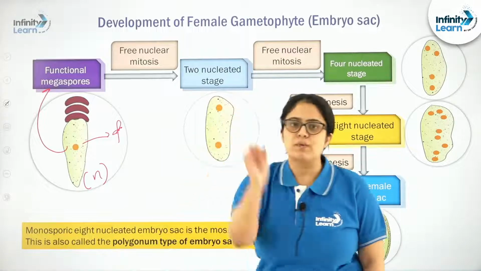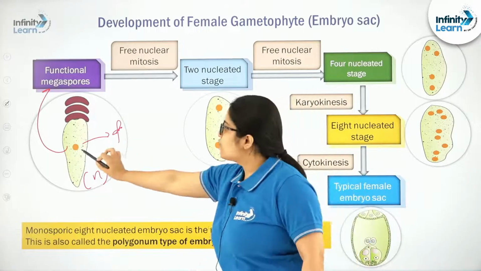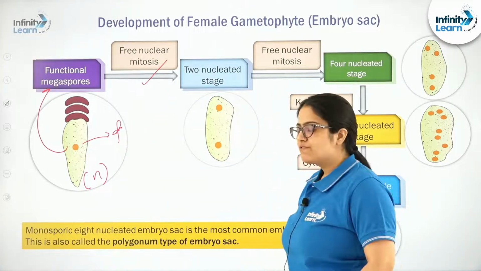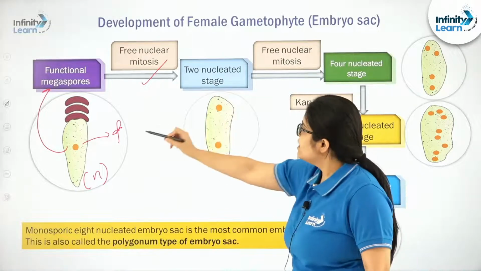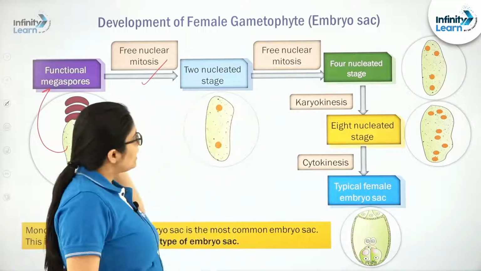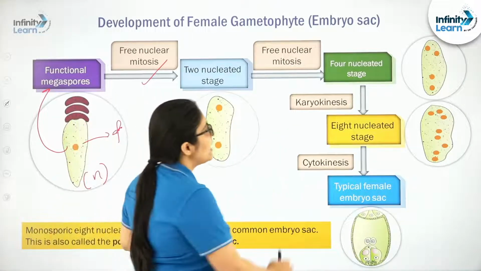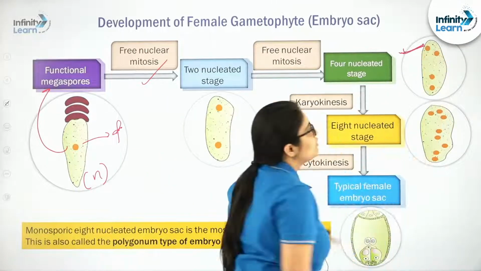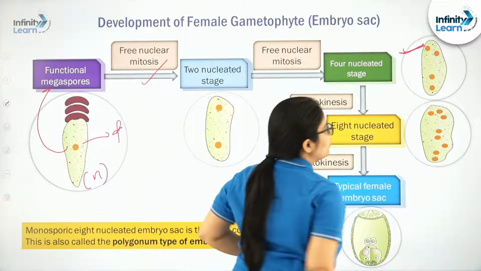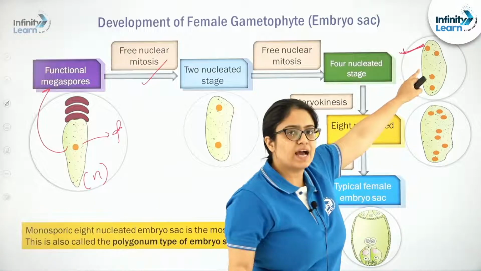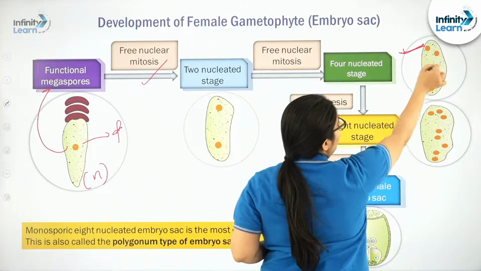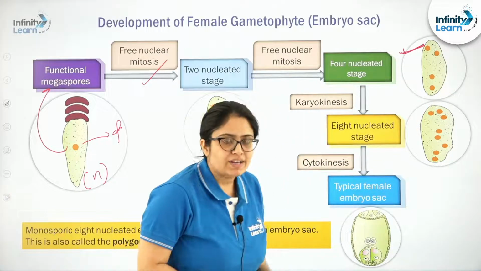So, please focus on the number of nuclei as of now. This is the nucleus of the functional megaspore. It will undergo first free nuclear mitosis, right? What will happen? Out of this, 2 nuclei will be produced. Now, each of the 2 nuclei will again undergo mitosis, second mitosis, and will form this structure. This structure will be formed after 2 mitoses, right? So, here you will have 4 nuclei. Now, again each and every nucleus will undergo mitosis. This is the 3rd mitosis taking place, right? And each will divide into 2 nuclei.